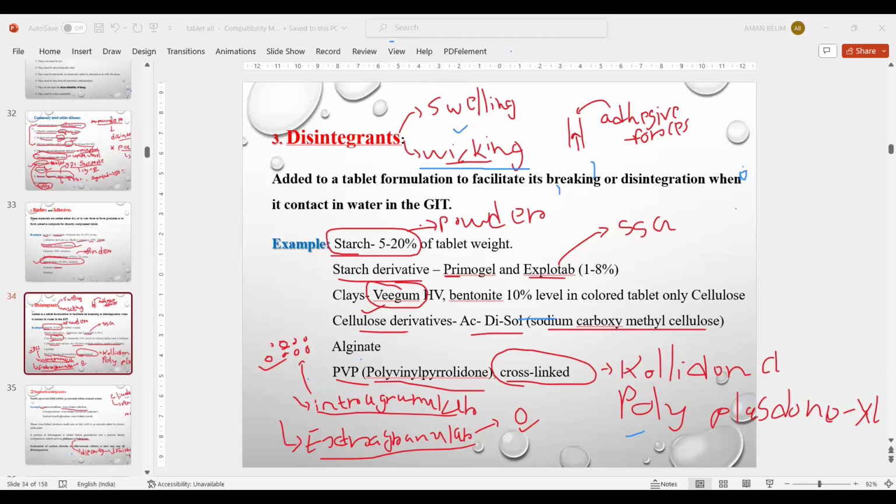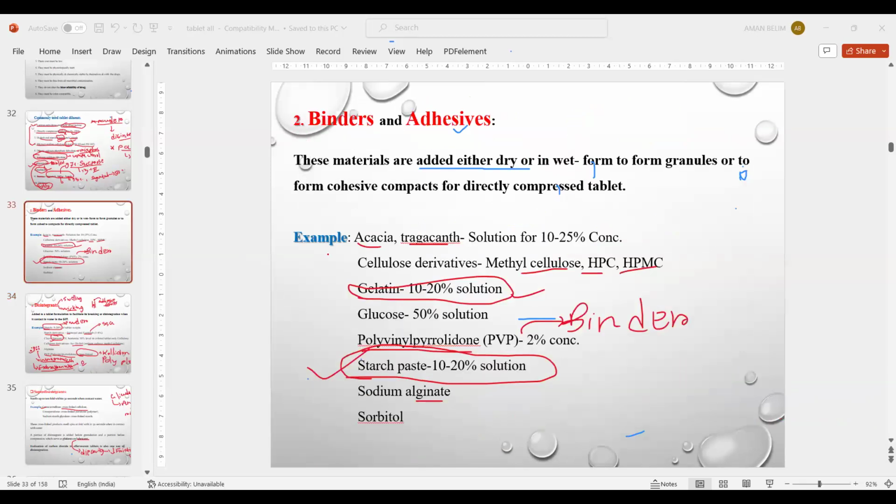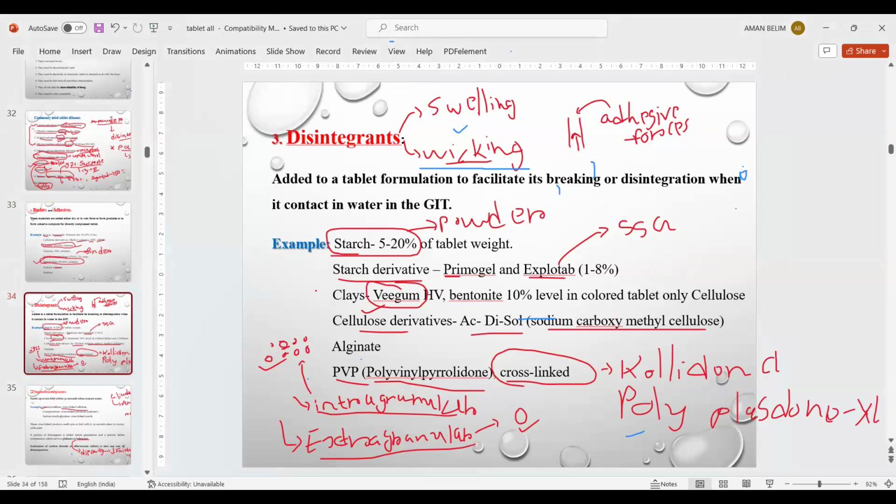Primogel, explotab, yes. It is a brand name. Primogel and explotab are brand names, right? For which super disintegrant are the brand names Primogel and explotab? For which excipient, which modified starch? Yes, sodium starch glycolate. Very good. Sodium starch glycolate has the brand names explotab and primogel, right?